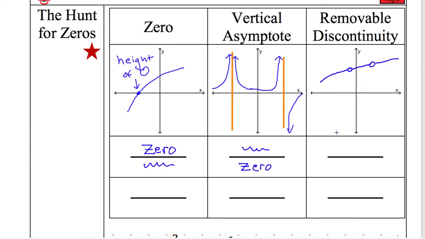Oh yeah, 0. That would be like 2/3. Not really. 0. 0 over 0. Yep.